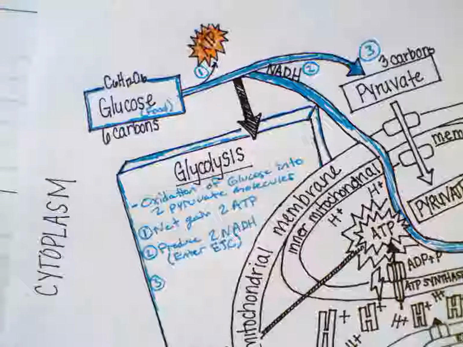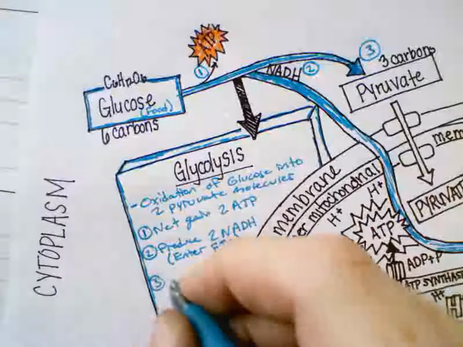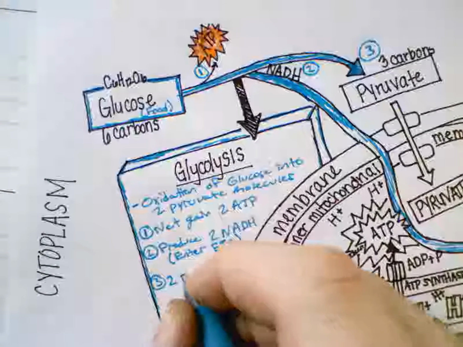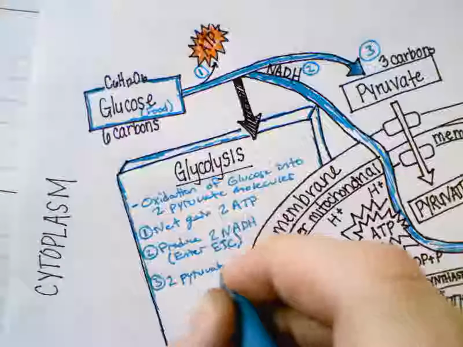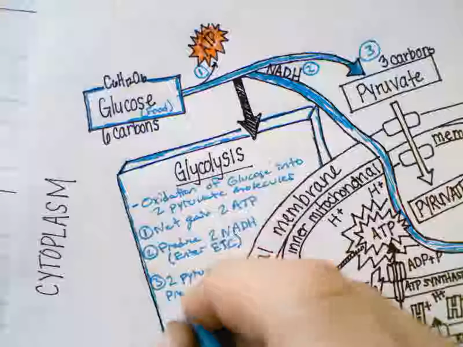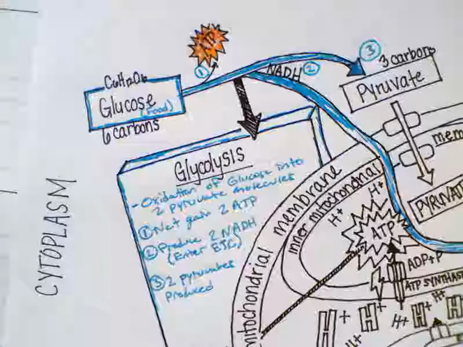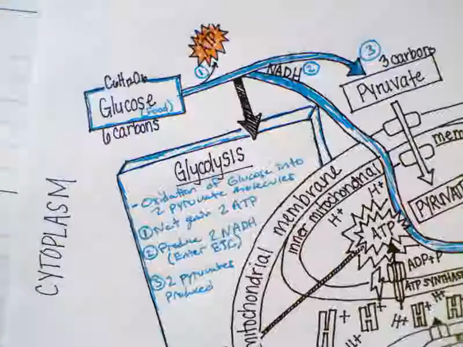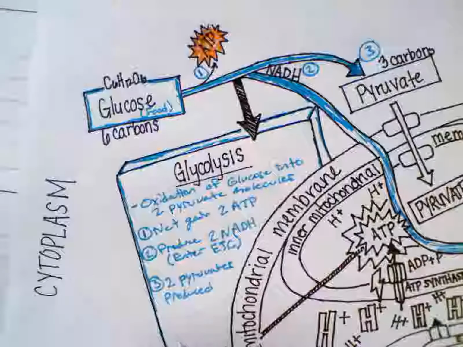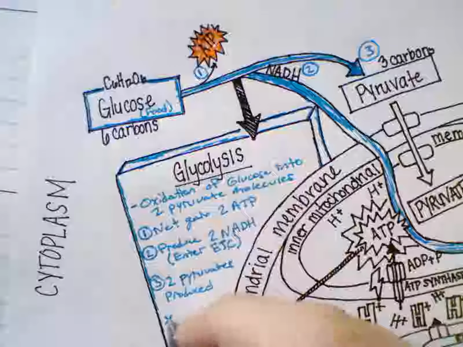So 3 up there. We are going to make 2 pyruvates. So 2 pyruvates are produced. Pyruvate is a 3-carbon molecule. So basically glucose is a 6-carbon molecule. Pyruvate is just glucose cut in half with some hydroxyl groups missing and some other stuff. We don't need to know the overall structure of it. Just know that glucose is oxidized into pyruvate. This all happens outside of the mitochondria.